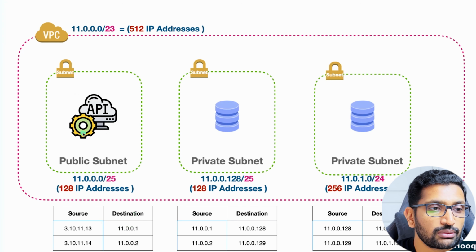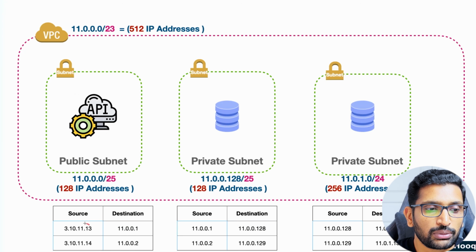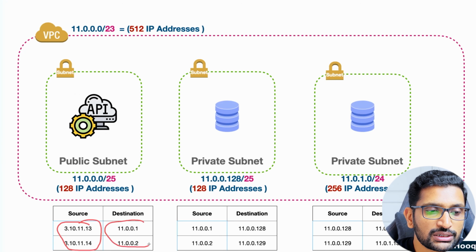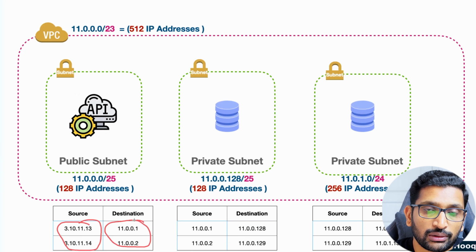So here you can see the public subnet. Here I'm assigning the public IP address, which is a bit different. This is just a dummy public IP I'm trying to show you, that's why I have just taken the range. And here it is showing you the destination, which is the IP range present within your subnet, or your public subnet.